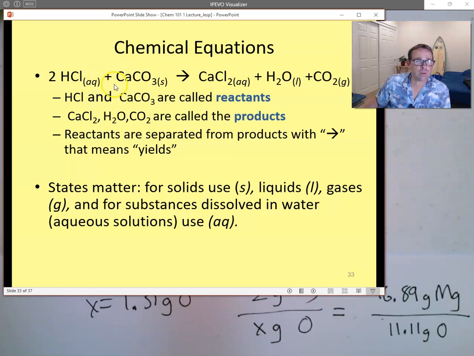It's a 1. That's right. It's a 1. So we have two HCl's reacting with one CaCO3, calcium carbonate, yields one CaCl2, calcium chloride, and one water and one carbon dioxide. We also see these little letters down here, which we've talked about before.